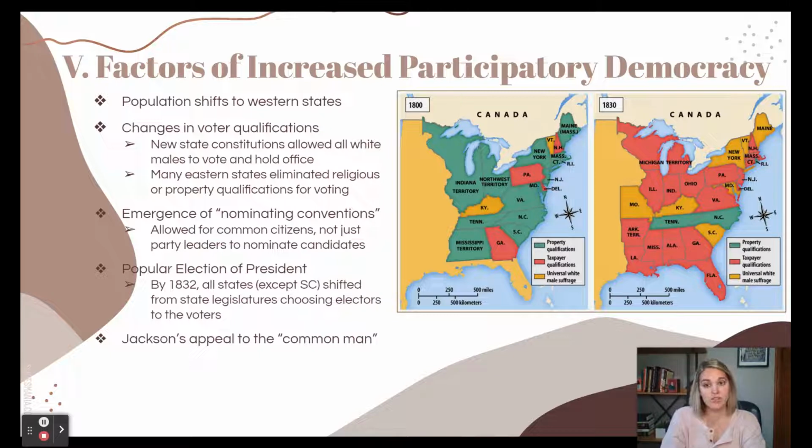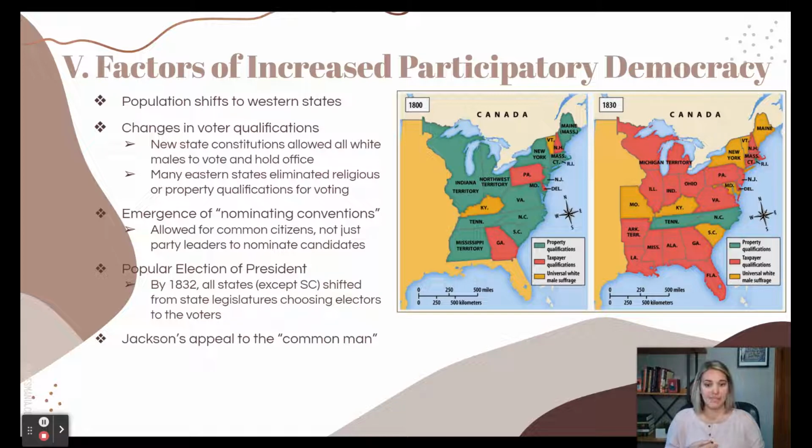Really importantly as well is going to be the changes in voter qualifications. So as these Western states came into office, many of them by their constitution had universal white male suffrage. So there were no more property or religious requirements for voting. And as Western states began to come into the United States with those requirements, or I should say without those requirements, Eastern states started to eliminate those requirements. And so really we see the common man, the poor, being able to vote in most places.